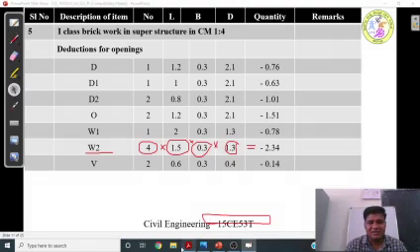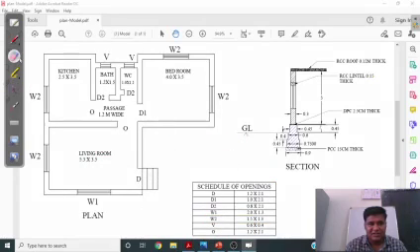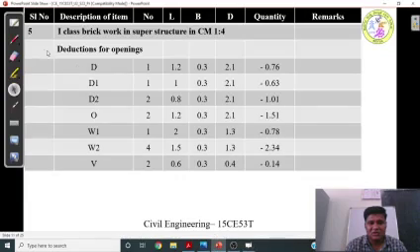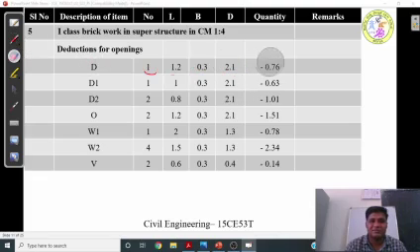In the same manner, there is door D. The dimension of D is 1.2 by 2.1 meter. There is only one door of dimension D. So for D, one door, the dimension is 1.2 by 2.1 and the width is 0.3. So 1 into 1.2 into 0.3 into 2.1 will give me 0.76 cubic meter, the quantity to be deducted for D.